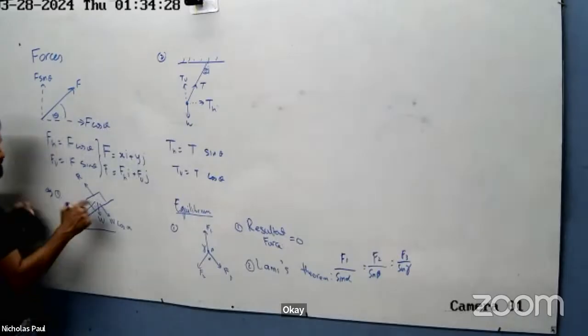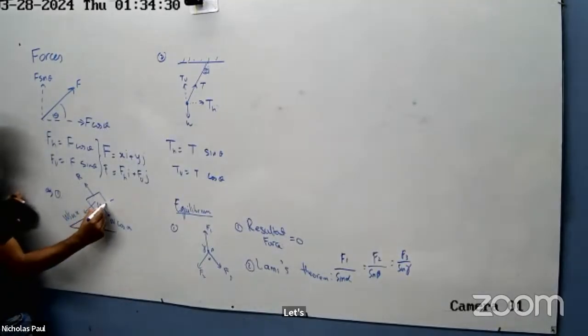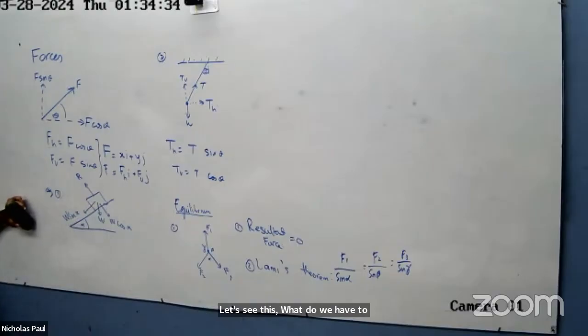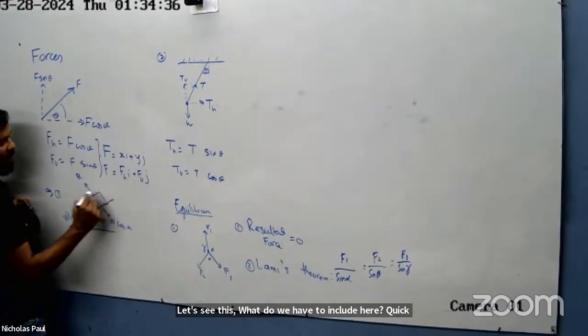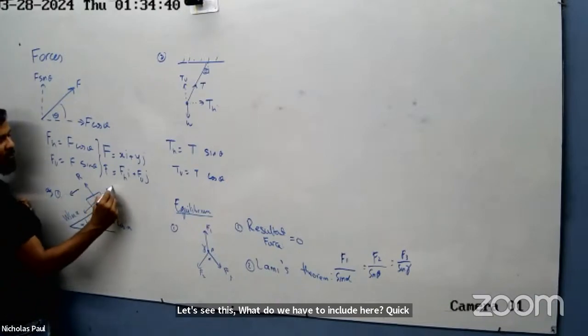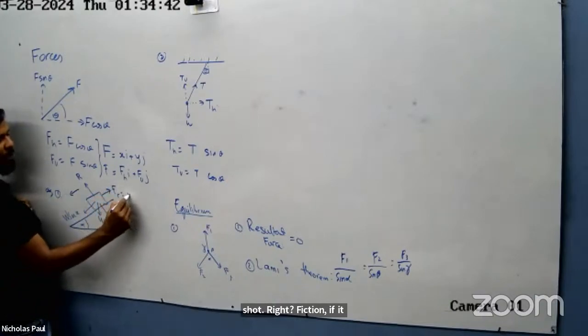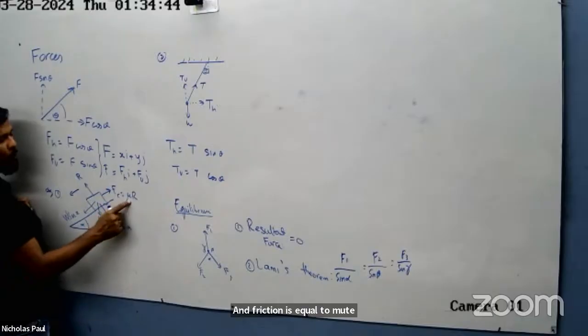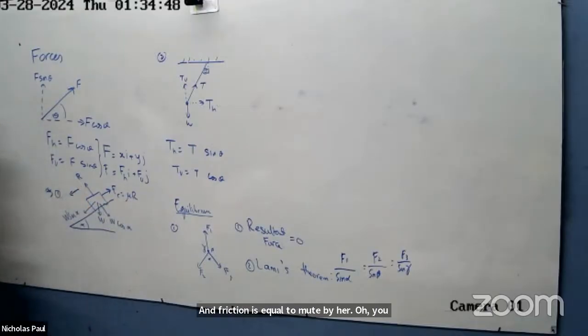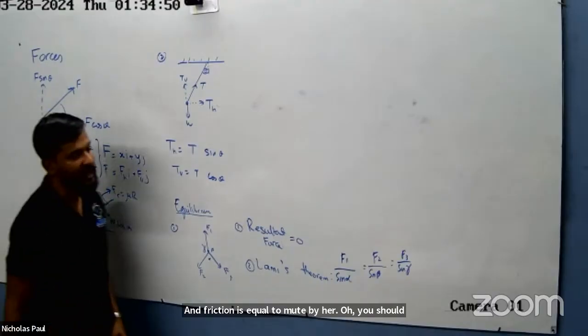Let's say this surface here is rough. What do we have to include here? Friction. Friction acts, if it's moving this way, friction opposes motion. And friction is equal to mu R, the coefficient of friction times the normal contact force. Okay, so add that back to your first diagram.